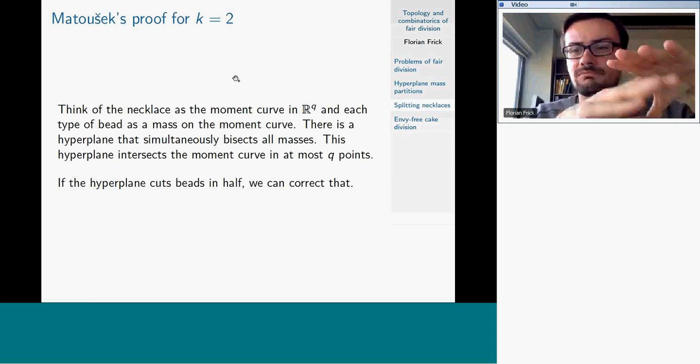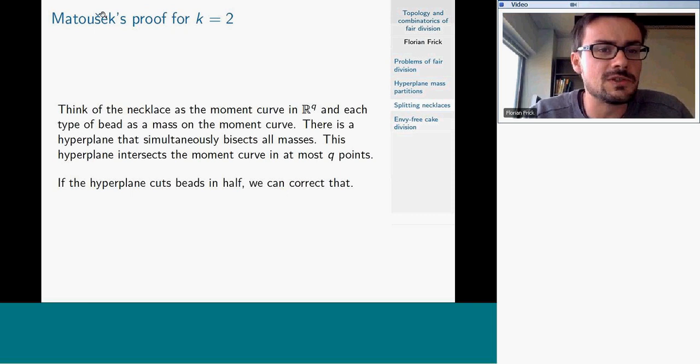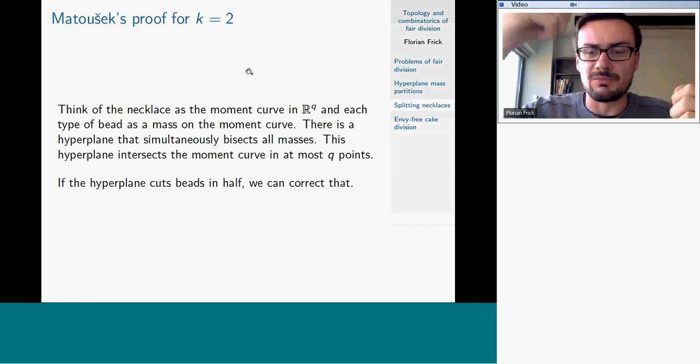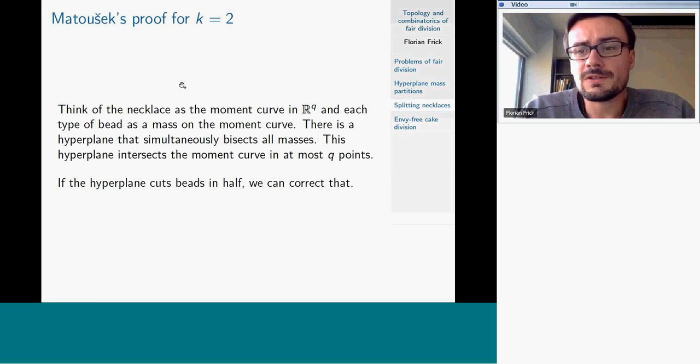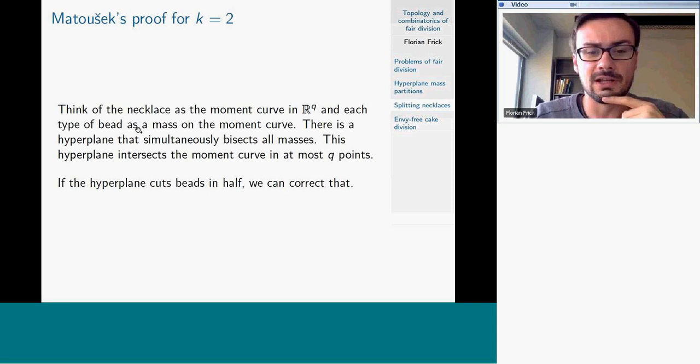By the way, this is a proof that I believe is due to Matousek, but I'm not so sure about it. So on the curve, there's a hyperplane that bisects all q masses. This hyperplane intersects the moment curve in at most q points, so that's your cut of the necklace. That's the q cuts of the necklace that you need to do to fairly divide this. You might be worried because maybe the hyperplane cuts beads in half, but you can adjust that. You can correct for that.